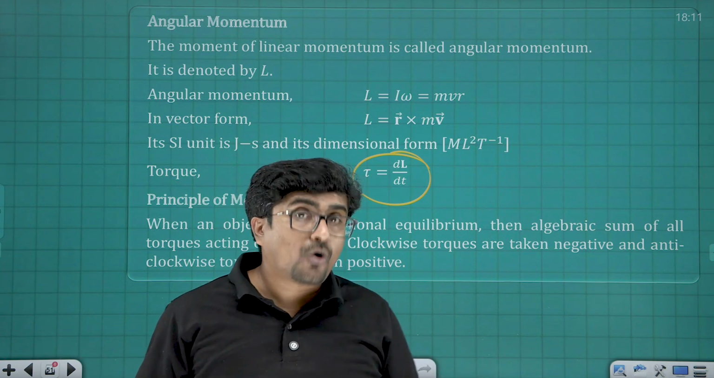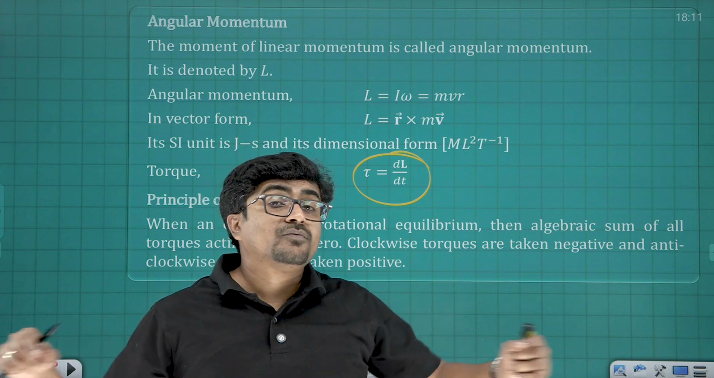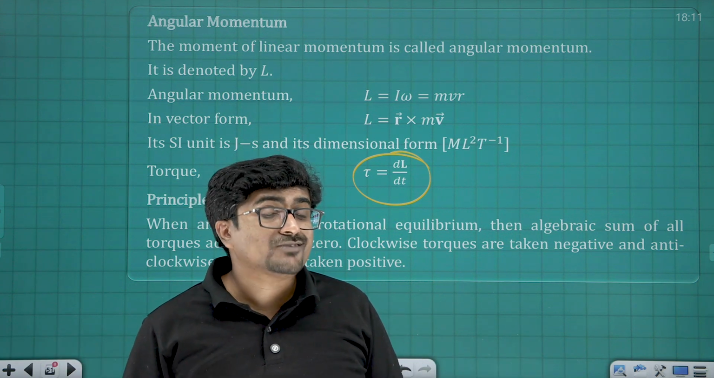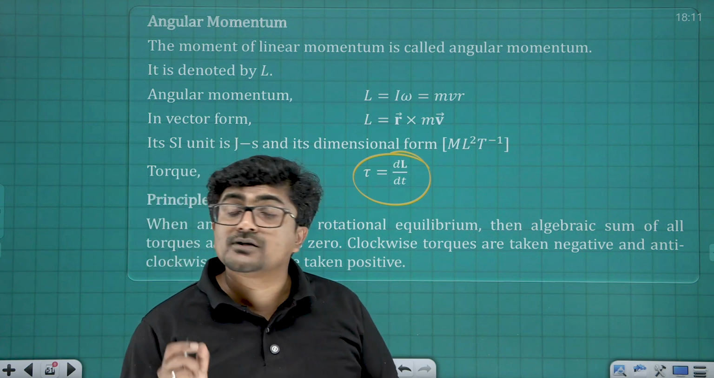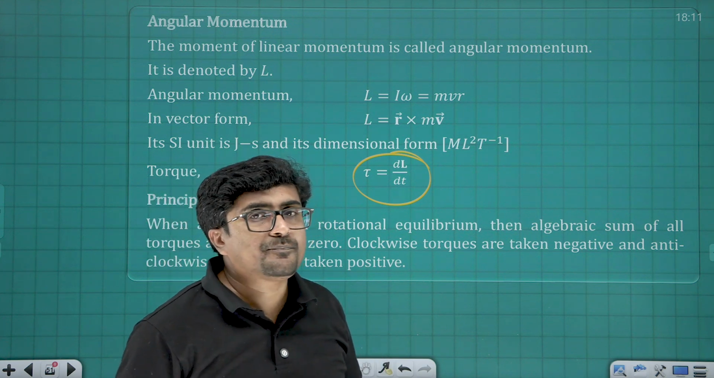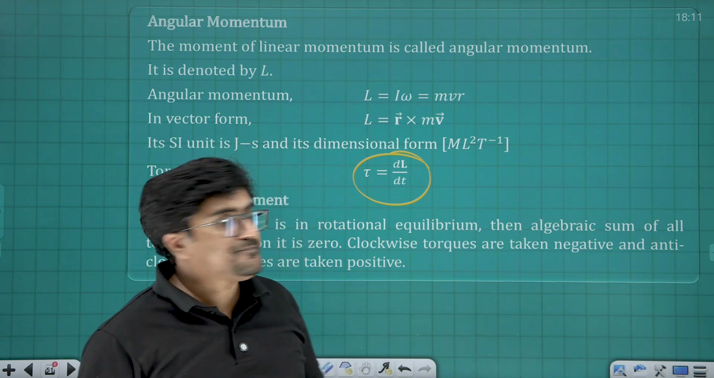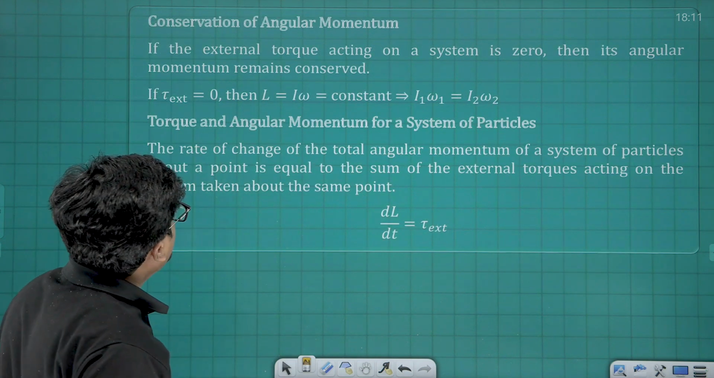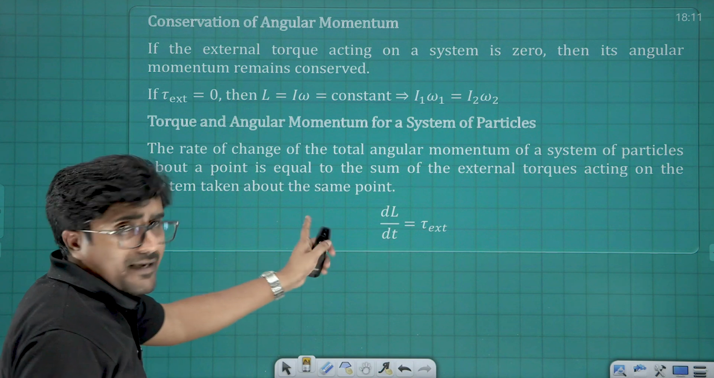And if there is a torque acting, then the rate at which the angular momentum is changing, I repeat, the rate at which the angular momentum is changing, that is d by dt of L. That is going to be the torque experienced by the body with respect to the axis of rotation. This I already told you, the law of conservation of angular momentum and how they are connected.